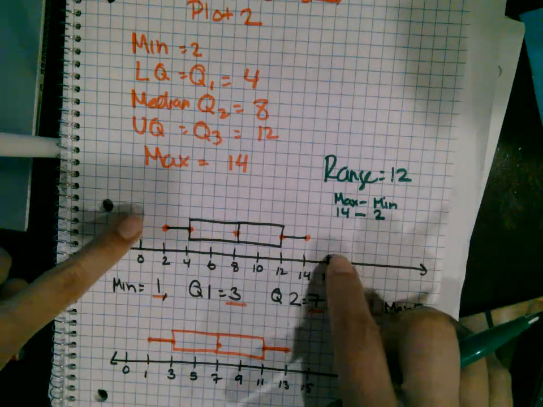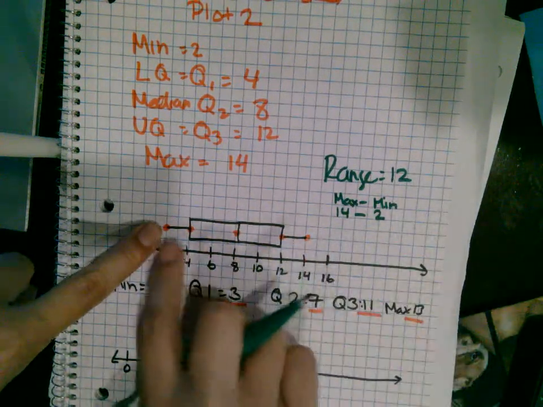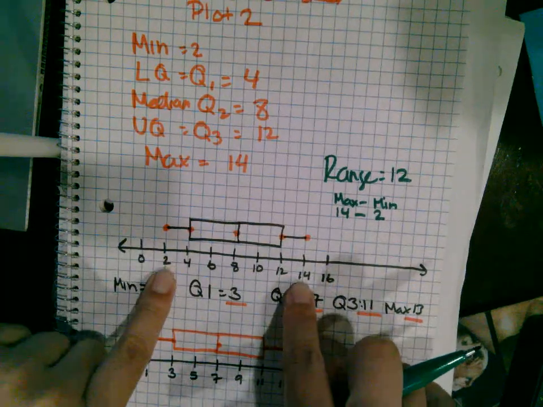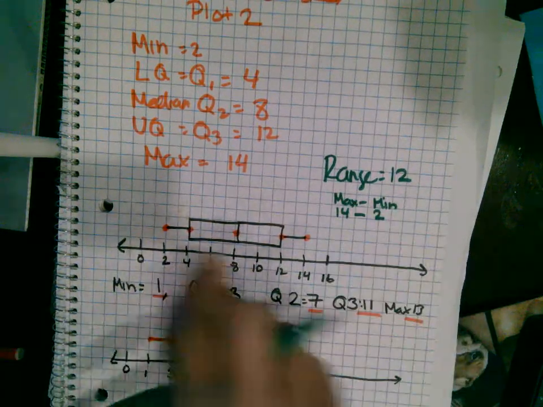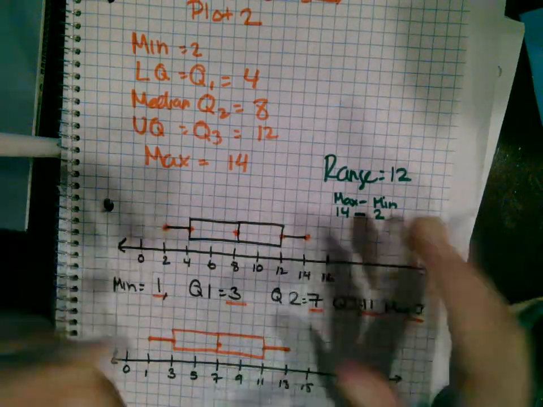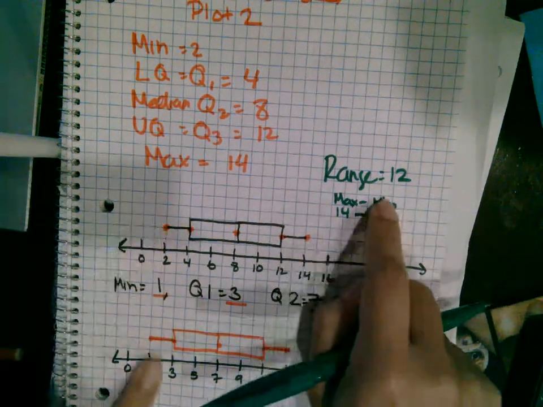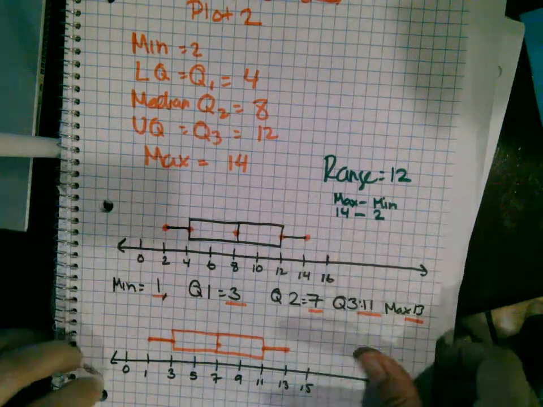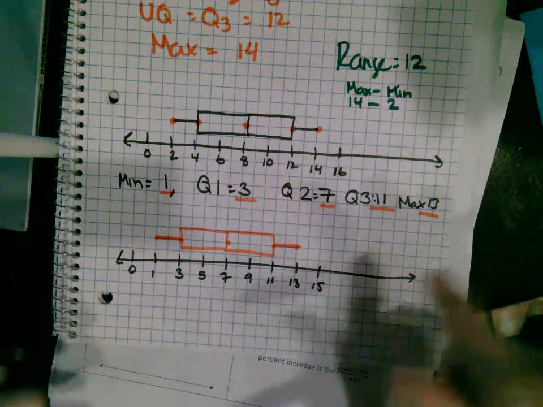So the distance from the smallest number to the biggest number, the distance between these two numbers on a number line is 12. That's called your range. We don't graph the range. It's just shown. But they might ask you a question like, okay, what's the range? Oh, the range is the minimum and the maximum. Okay, so that's another graph.